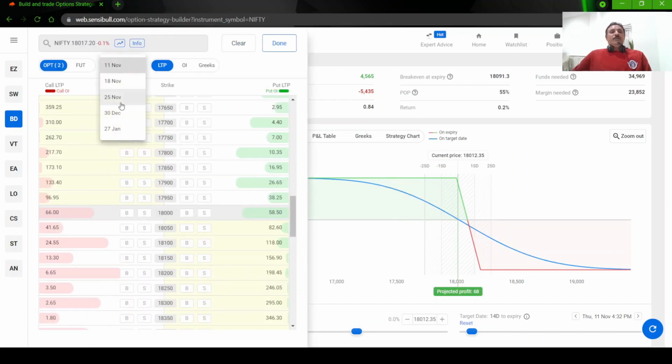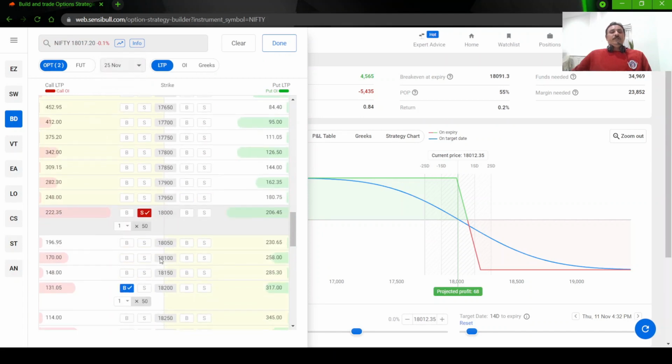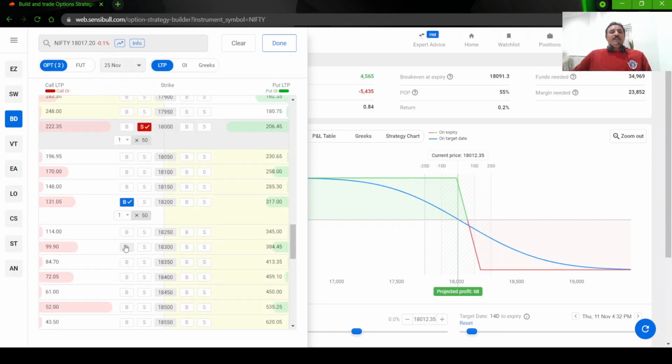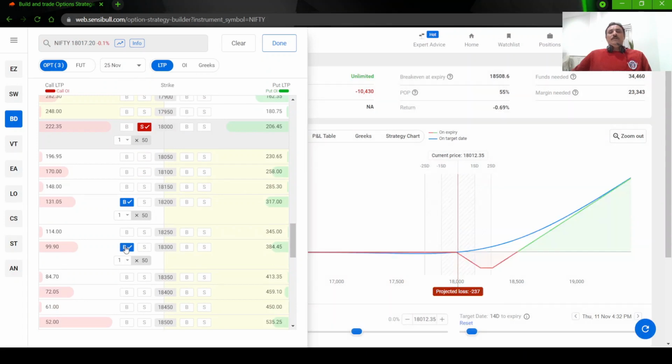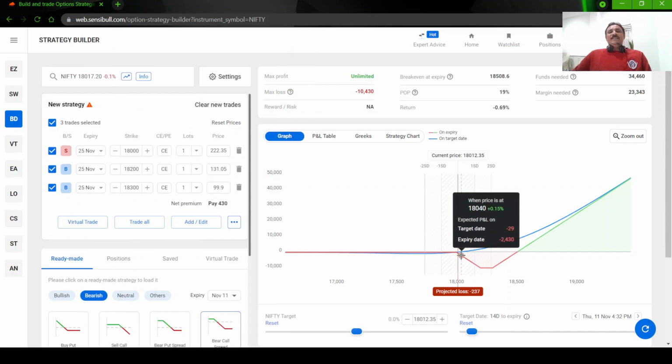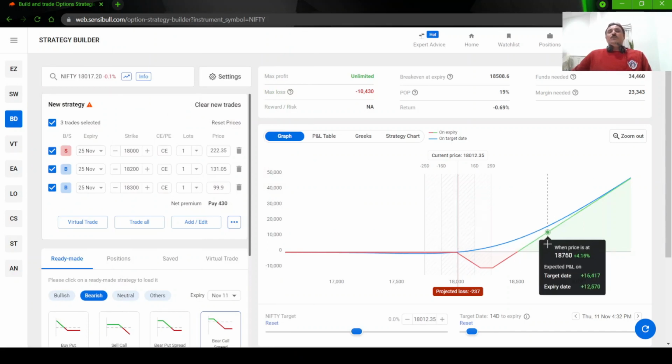Let's add. So 11th of November will change it to 25th of November. And we already have this position. Let us buy one more call. See what it does. It changes the complete strategy to bullish view.